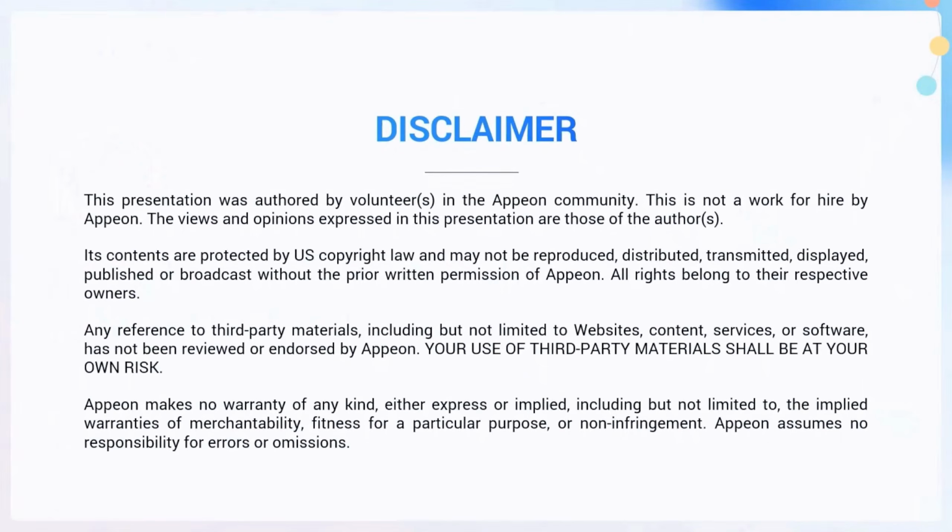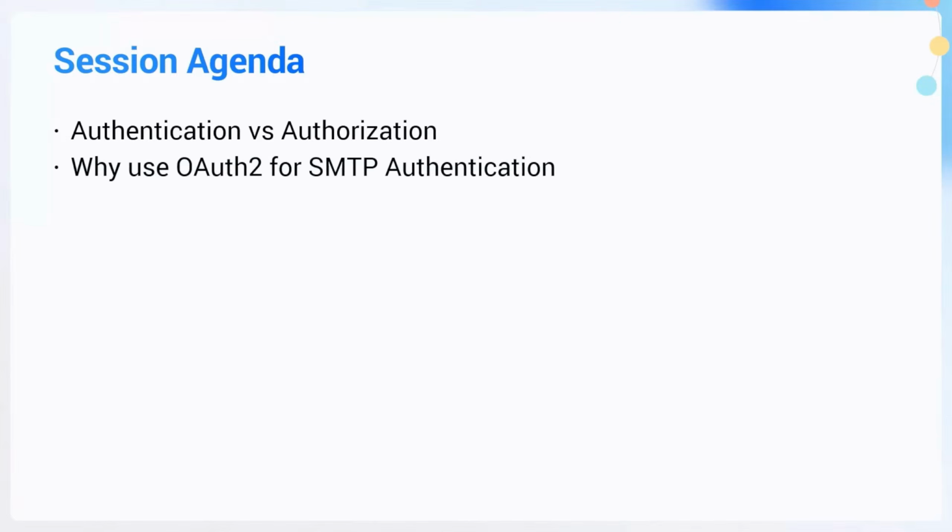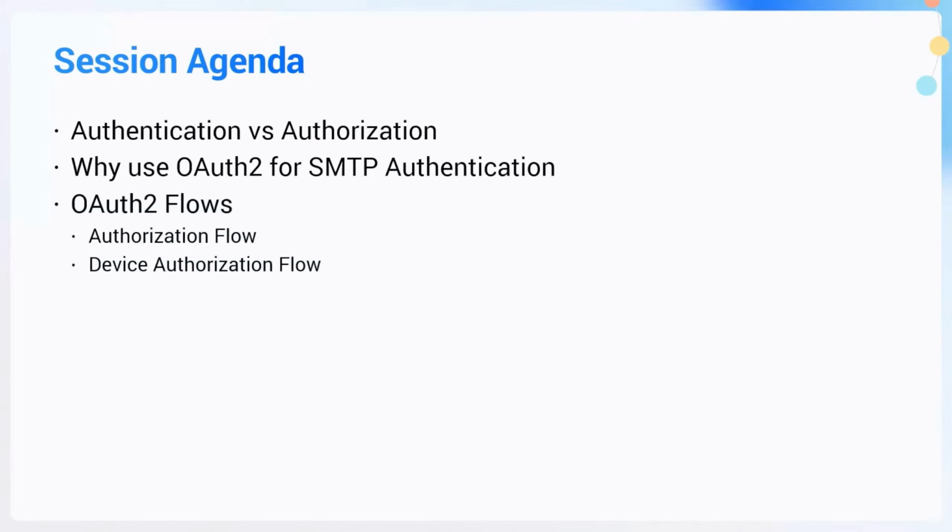So first we have a legal disclaimer, and let's look at the agenda. First I want to talk a little bit about authentication versus authorization. Then I'm going to talk about why we would want to use OAuth2 for our SMTP authentication. I'm going to talk about the various flows that can be used with OAuth2, and I'm going to look specifically at two flows, what's called the authorization flow and then the device authorization flow.